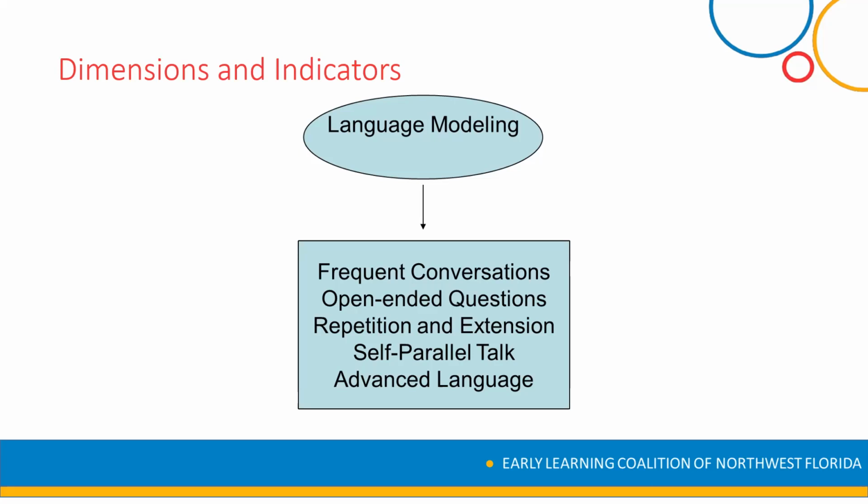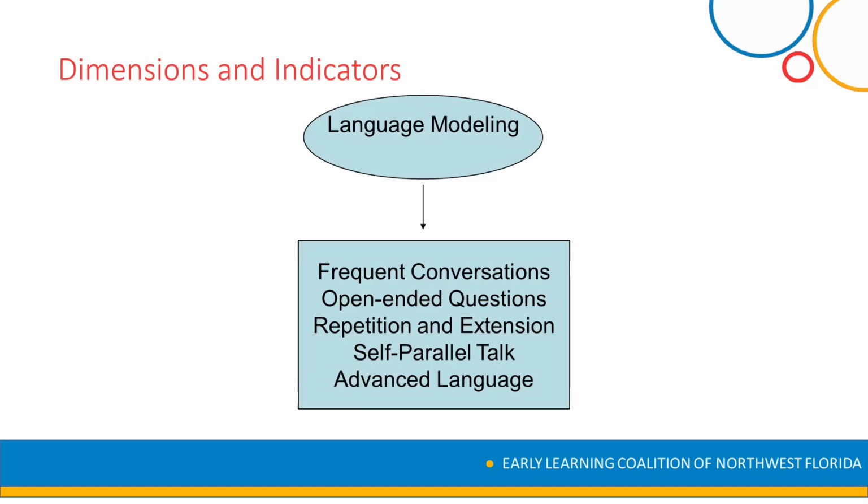So when you're talking to the children, base it on that. But frequent conversations is not just about you and the children having conversations. It's about the children having conversations with their peers. It's about them being in centers and talking with each other. It's about them at a table having lunch and having an opportunity to talk to each other.